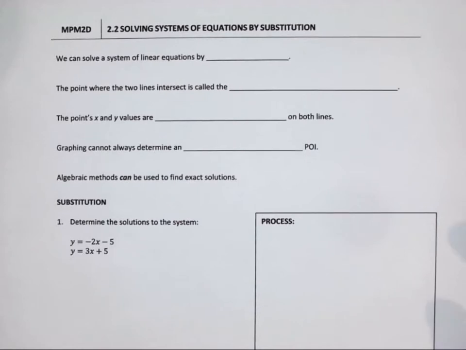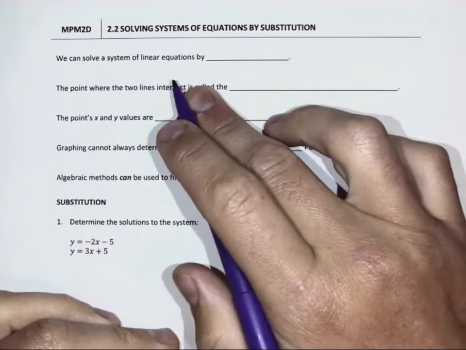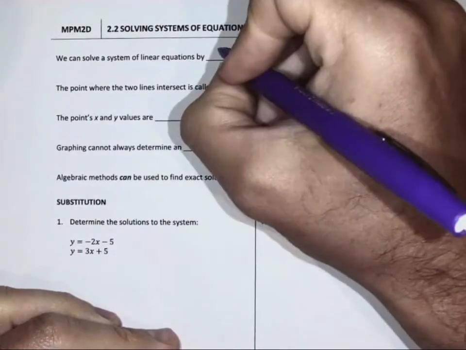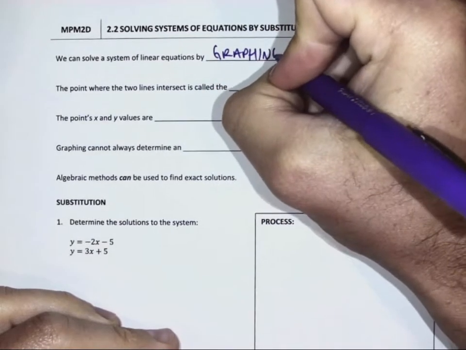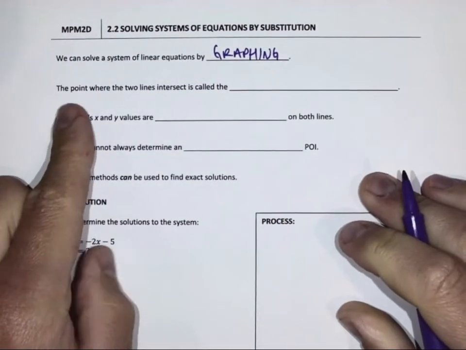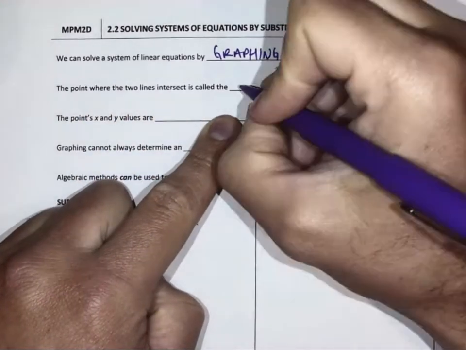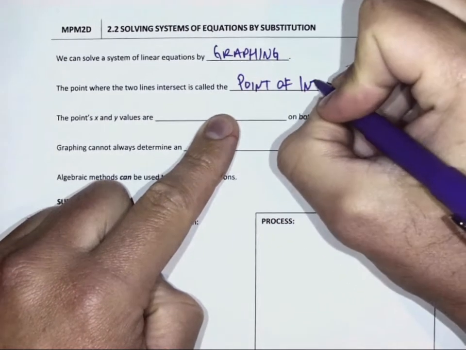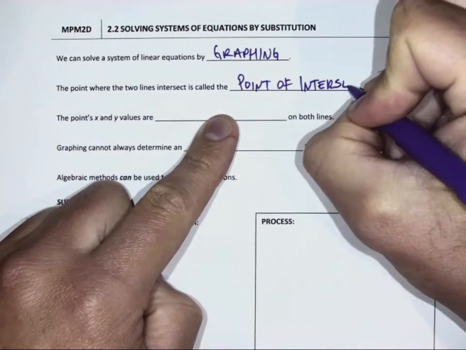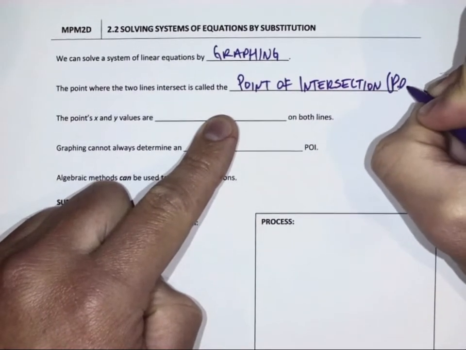Now we're going to look at how we would solve if we didn't have a graph. We're going to solve systems. We can solve systems of linear equations by graphing, where the point where two lines intersect is called the point of intersection, which we can abbreviate to POI.